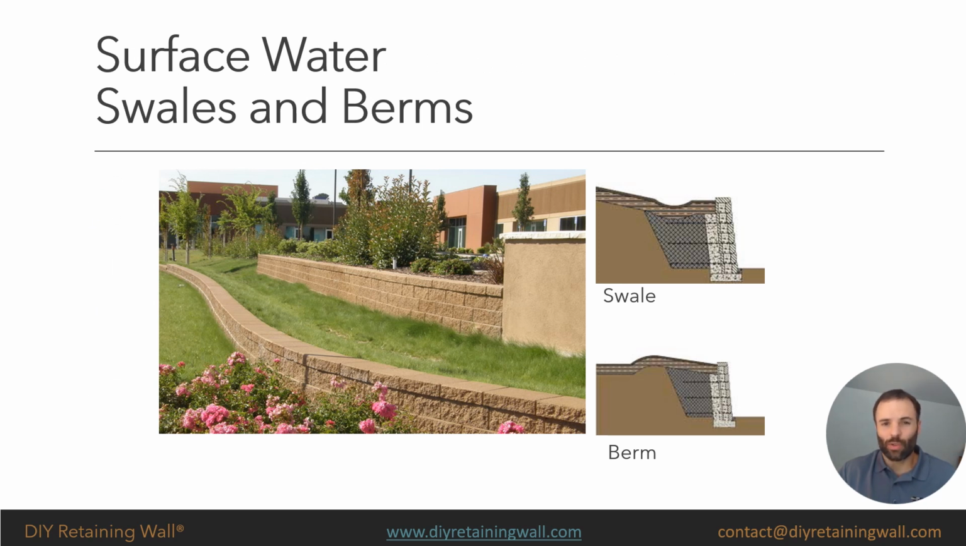First, we want to control surface water, and we can do that with swales and berms. A swale is a small ditch used to collect water and divert water away from the wall, typically into a drain basin. A berm is a raised soil area above the retaining wall that is used to divert water away from the retaining wall. Ideally, swales and berms are positioned well behind the retaining wall, but because of slopes, this isn't always possible.